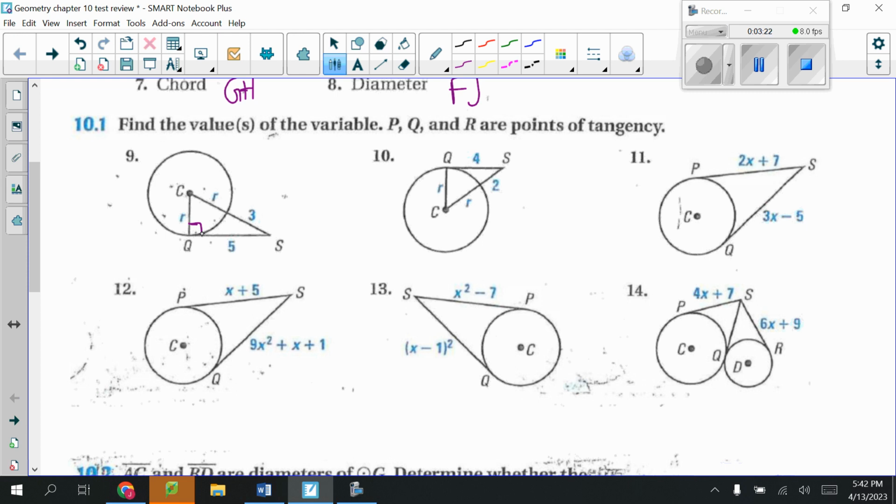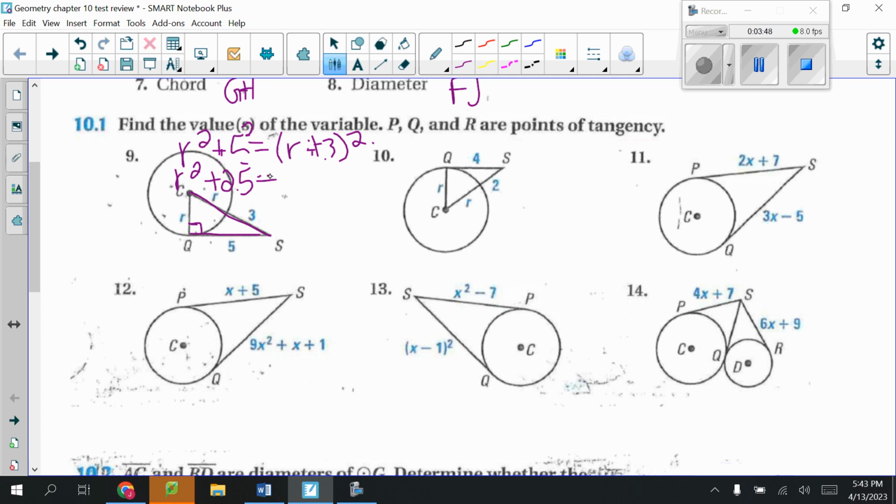So remember Pythagorean theorem, it's going to say R squared plus this whole side, 5, equals the entire hypotenuse. I have to add those together. So it's parentheses R plus 3 quantity squared. So here I have R squared plus 25.